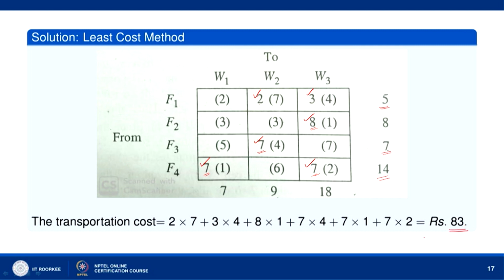In the next lecture, we shall discuss the Vogel approximation method, which you will see is still better than these two. So, we will find the transportation cost there, and then we shall discuss how to determine an optimal solution of the transportation problem.